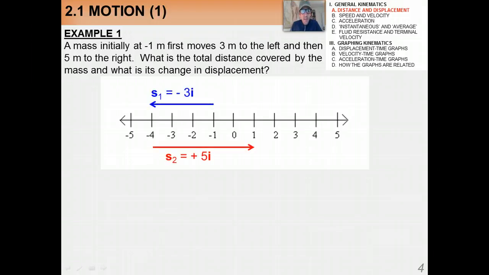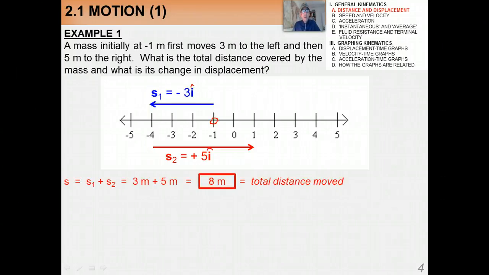Well, I've drawn my displacement vectors here. So here's my little i hat vector on both. So I have S1 is negative 3i, and S2 is positive 5i. Notice that it started at negative 1, which is what I'm given in the problem. So the total distance, well, that's pretty easy. That's just 3 meters plus 5 meters, which is 8 meters.